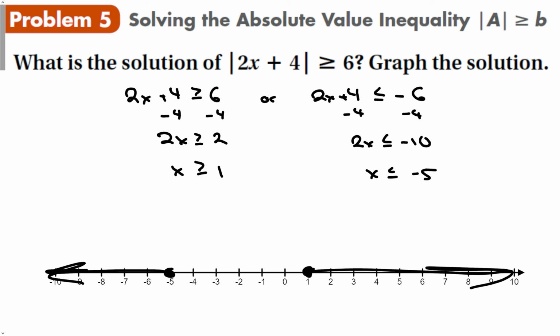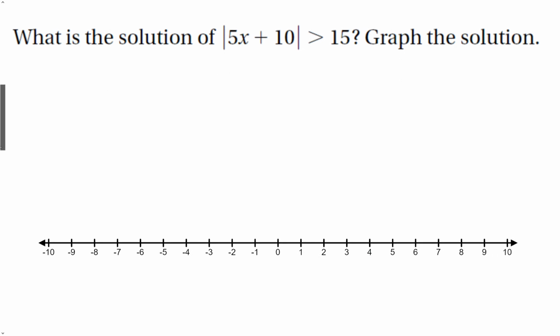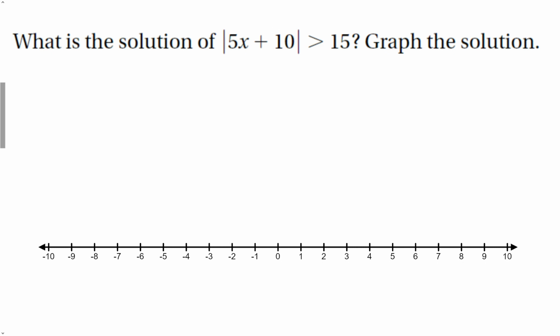Okay. Let's try another guided problem again. So again, with or inequalities, you cannot combine them into one compound inequality. So we're going to have to do these separate both times. 5x plus 10 is greater than 15. That's an or. 5x plus 10 is less than -15.